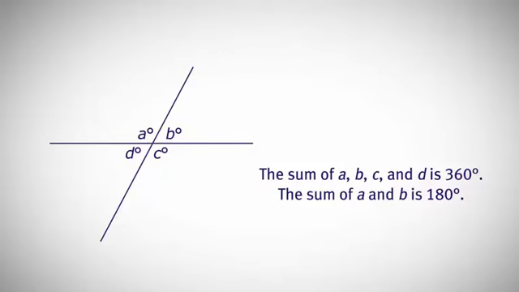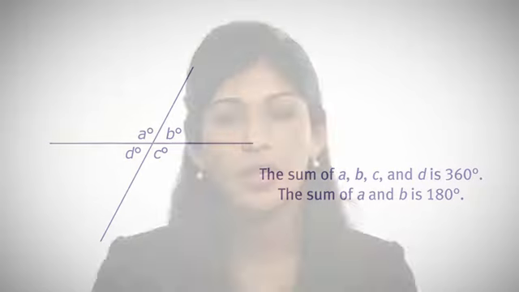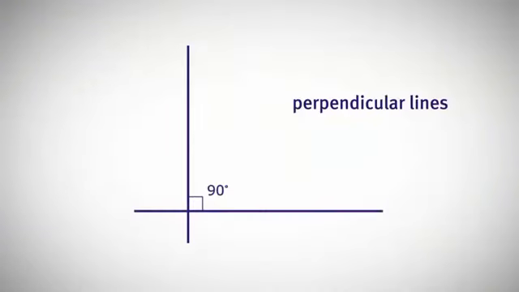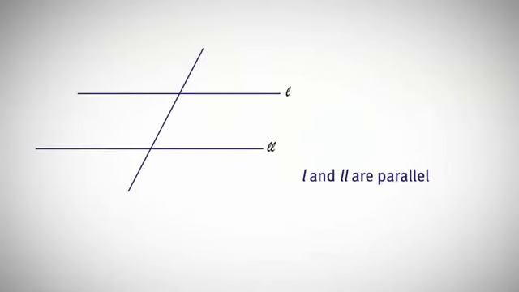So if you have adjacent angles that make a straight line, their sum is going to add up to 180 degrees. Perpendicular lines make an angle of 90 degrees, or a right angle. You may see the phrase parallel lines on test day, and that refers to lines that will never intersect.